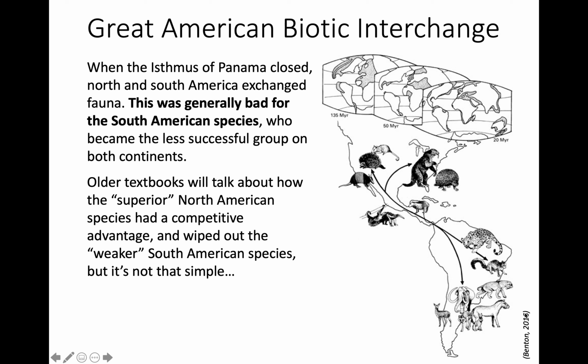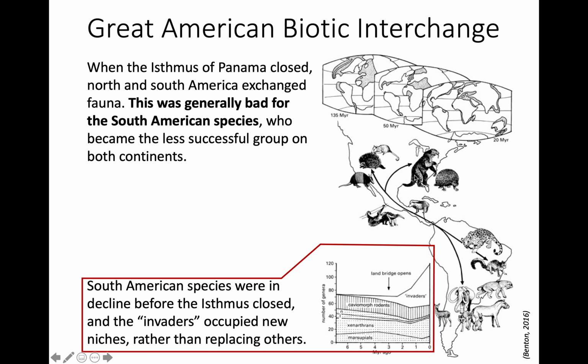We see that some sloths, giant sloths, actually made it up to North America. We see a whole bunch of interchange, so mammoths and other things, or related things, horses, etc., made their way down too. We can check this in the fossil record.